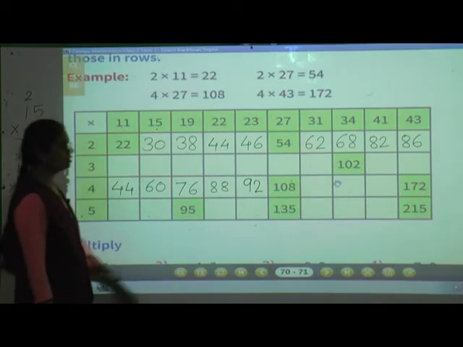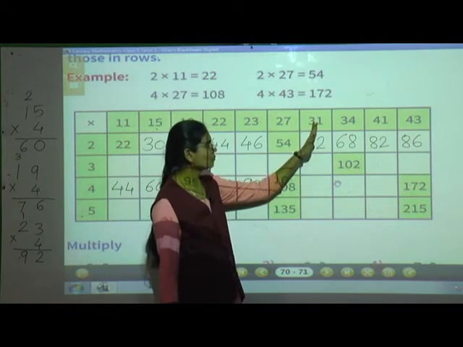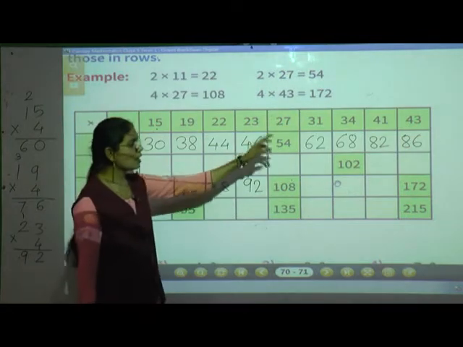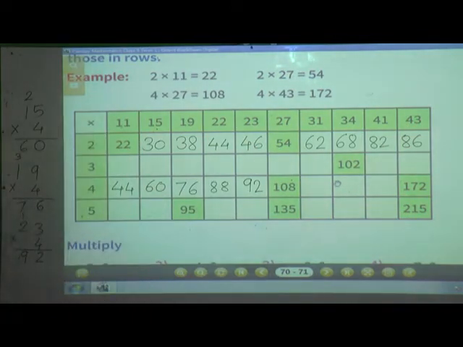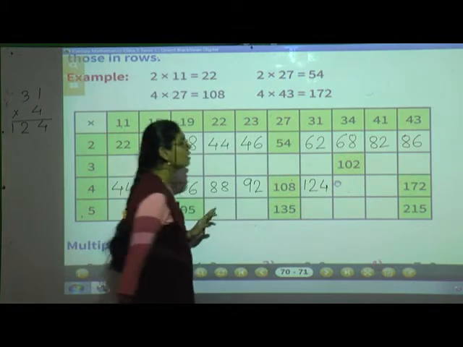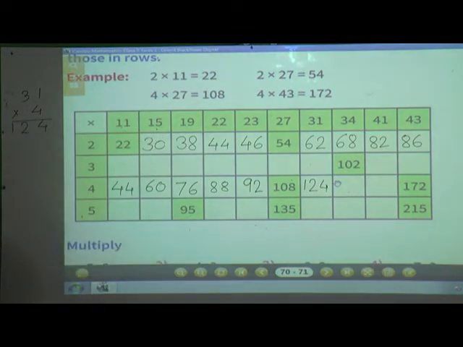Now see in the row the next number is 31. Okay. And in the column the number is 4. So 31 into 4. We will do 31 into 4. Do the multiplication. 4 ones are 4 and 4 threes are 12. So 31 into 4 is equal to 124. Right, here 124.